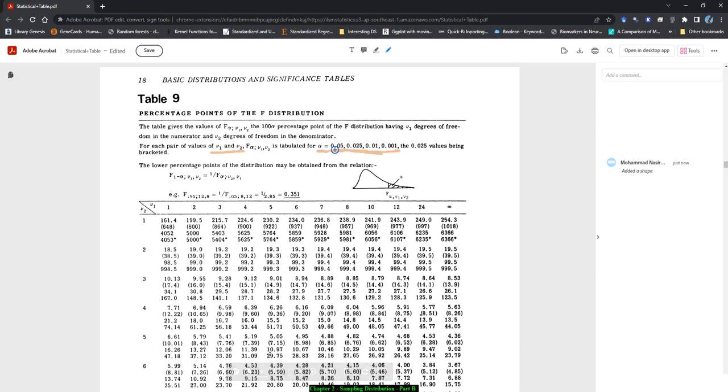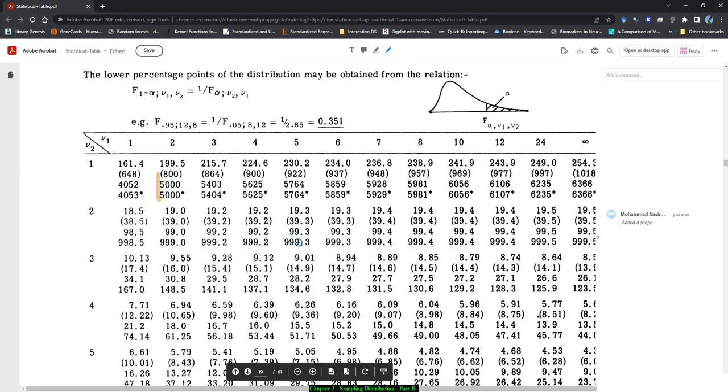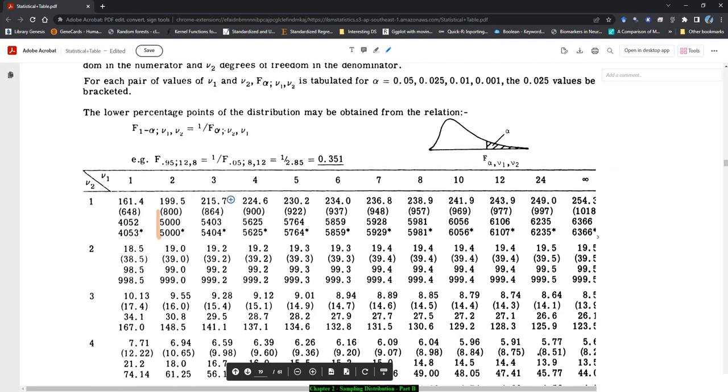Here, for each pair of V1 and V2, alpha is 0.05, 0.025, 0.01, 0.001, and the 0.025 value is in brackets. If you can see, let me make it bigger. Here it says this first value represents alpha 0.05. The second value with the bracket represents 0.025, because it says the 0.025 value is in brackets. And then the next one is 0.01, 0.001.